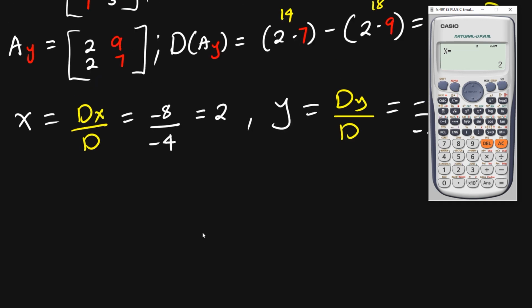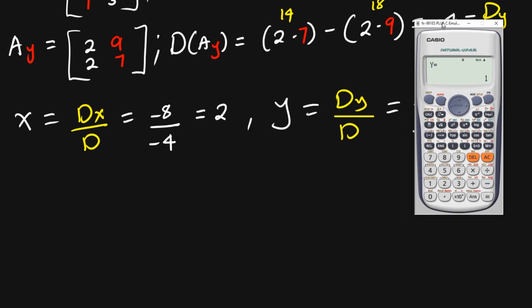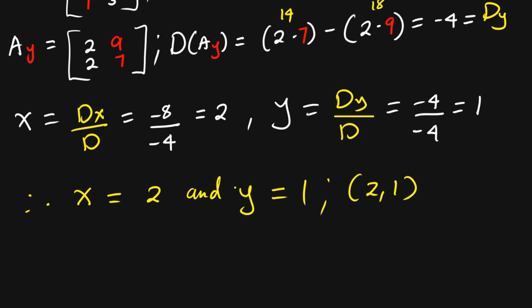So the value of x is 2, and the value of y is 1. Therefore, x indeed equals 2 and y equals 1. This in ordered pair format is the same as (2, 1). So this is the solution to our problem using Cramer's rule.